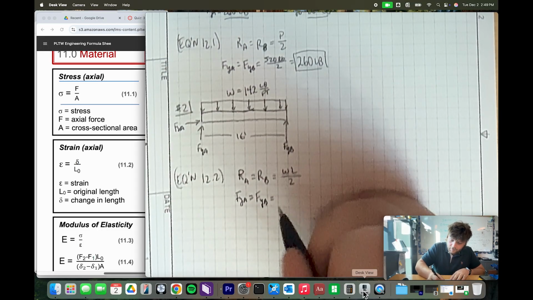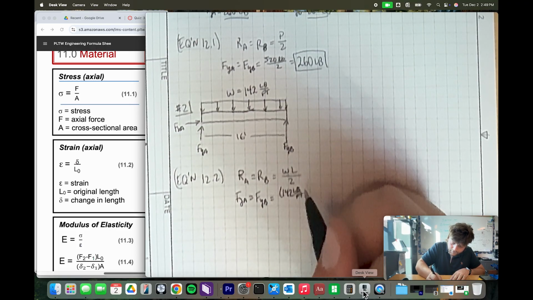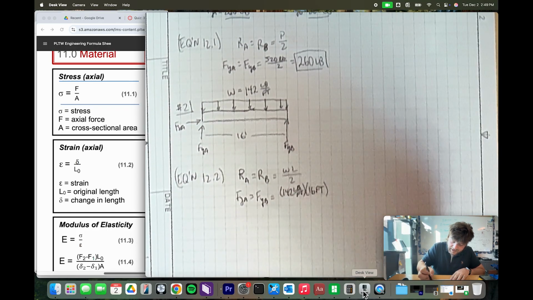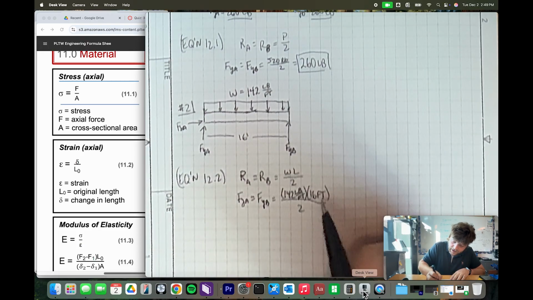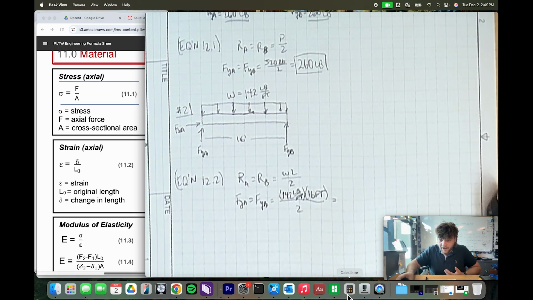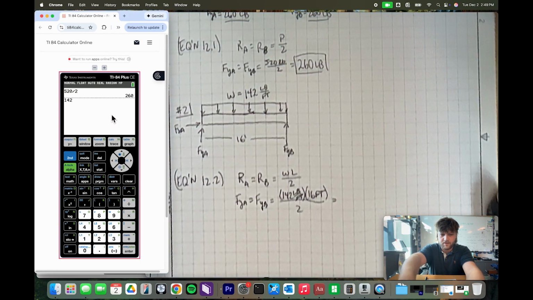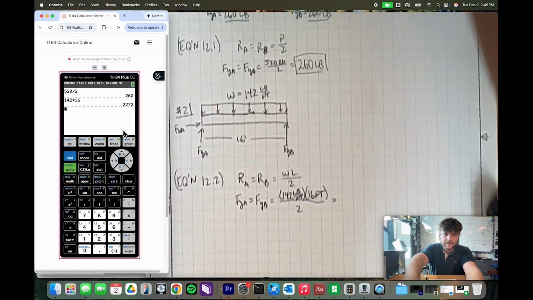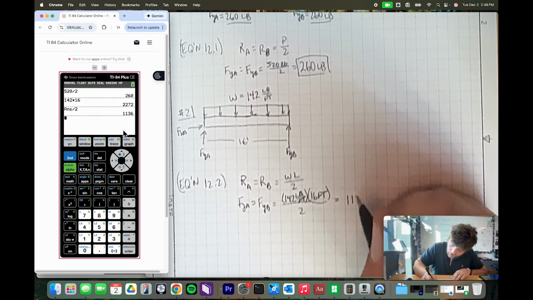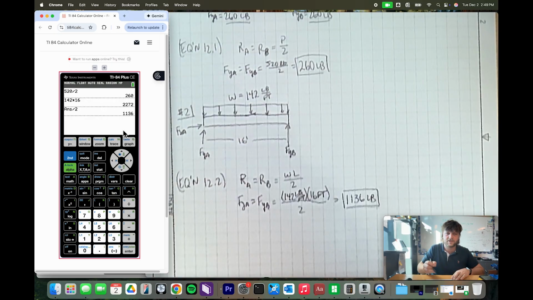And that's going to be equal to omega, so 142 pounds per foot multiplied by that length of 16 feet, and we divide that by 2. The units of feet cancel, so we're left with just a unit of pounds. Now if I bring the good old TI-84 back up, we can plug this in. We've got 142 times 16, divided by 2, so that is 1,136 pounds.